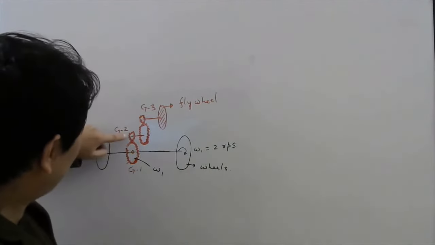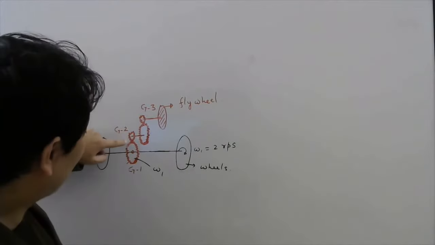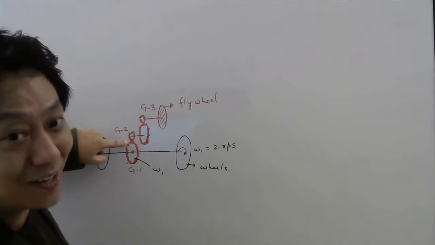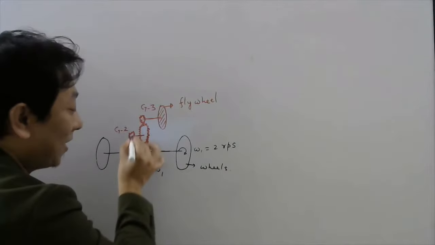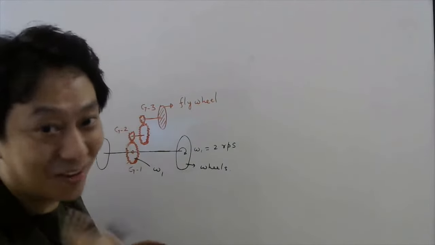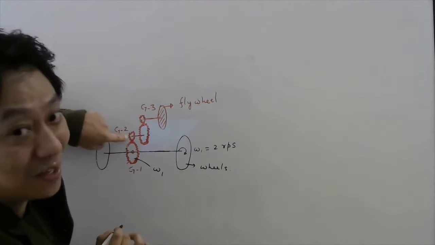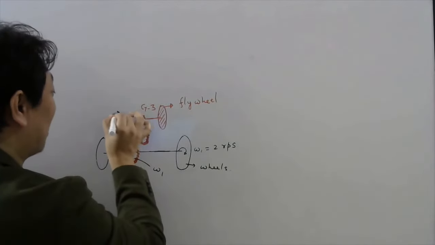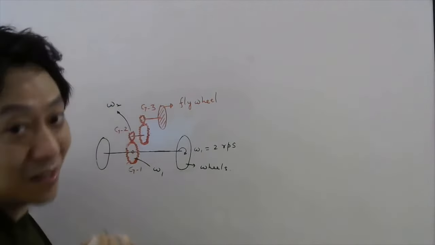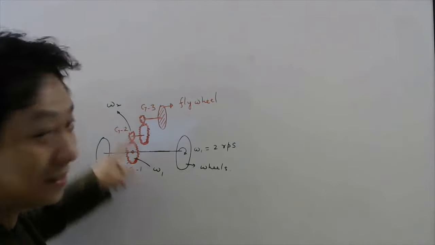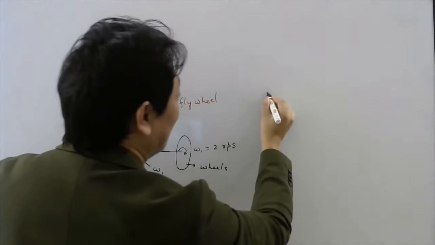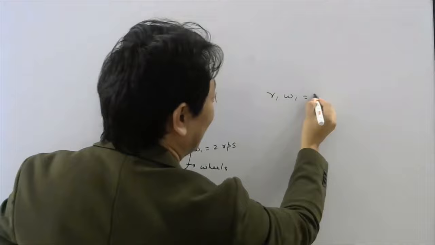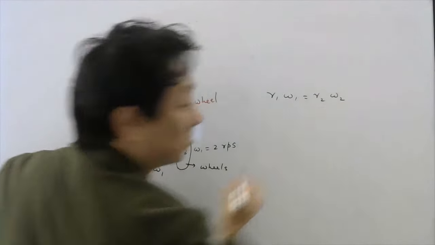Now, since this smaller gear is in contact with the larger gear, you know that this will rotate faster, right? We have seen already. So how much will be the angular speed of this one? Let us say omega 2. And how are these two connected? Well, the formula we have seen, R1 omega 1 equals R2 omega 2.